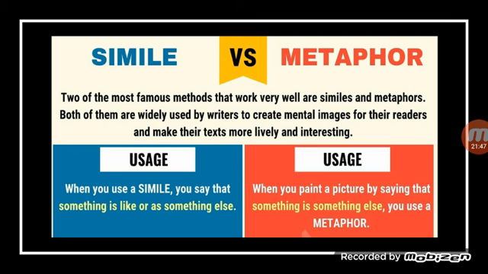But when you are using metaphor, it is like when you paint a picture by saying that something is something else. In metaphor, you are saying that something is not like or as something, but something is something else. Meaning, something is not similar to another thing, but you make it that very thing. For example, custard is a bowl of happiness. It is not like a bowl of happiness. It is a bowl of happiness. So that is the major difference between simile and metaphor.